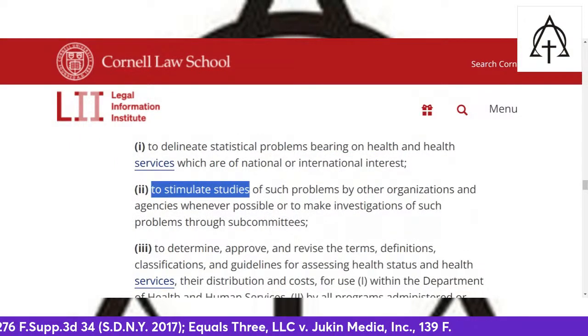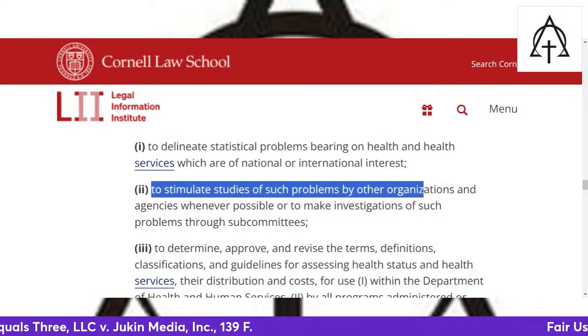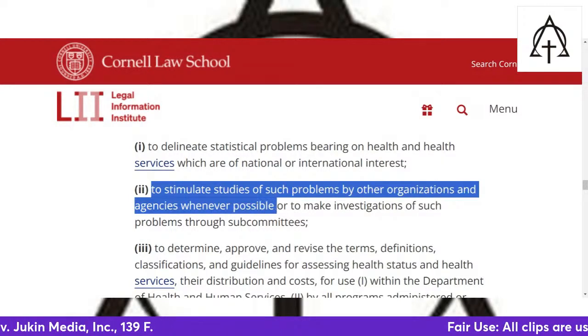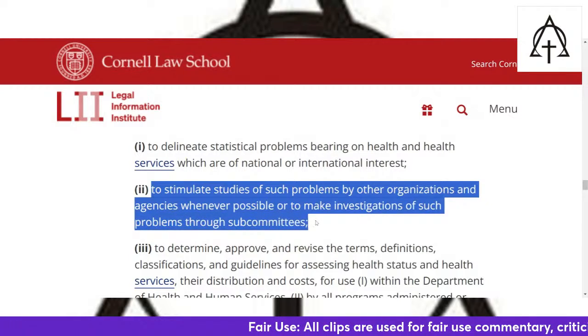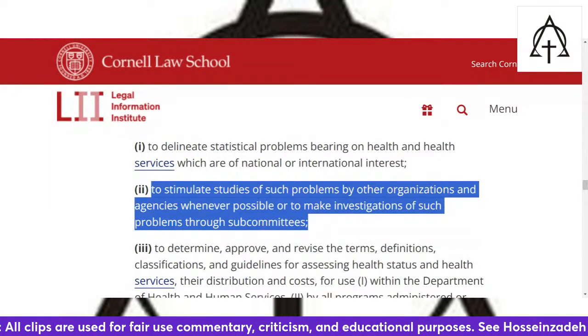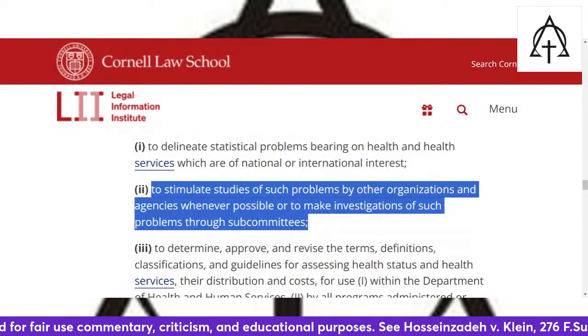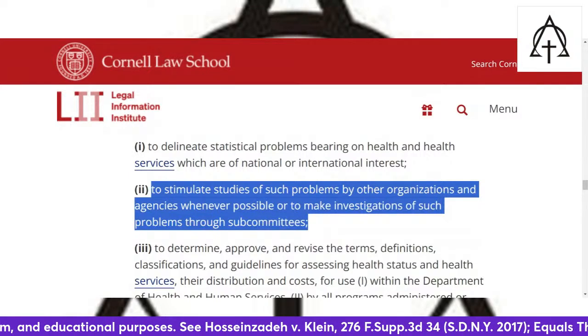To stimulate studies of such problems by other organizations and agencies whenever possible, or to make investigations of such problems through subcommittees. See, they have no thing here for cure or remedy. It's to stimulate studies of the problems. They never mention anything about the intended effect.